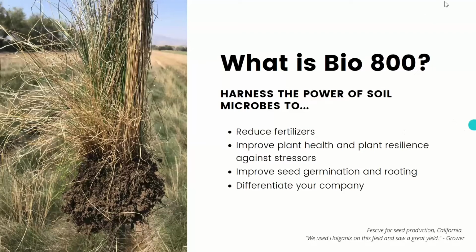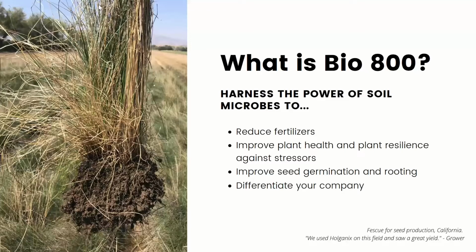So I've touched on Bio 800, but what is Bio 800, and what does it do? You can reduce your need for fertilizers. You improve plant health and plant resilience against stressors, and improve seed germination and rooting. And depending upon whether you're farming or you're a landscaper or a lawn care company, you can differentiate your company by using a product like this. Let's go into each one of these things a little bit more.